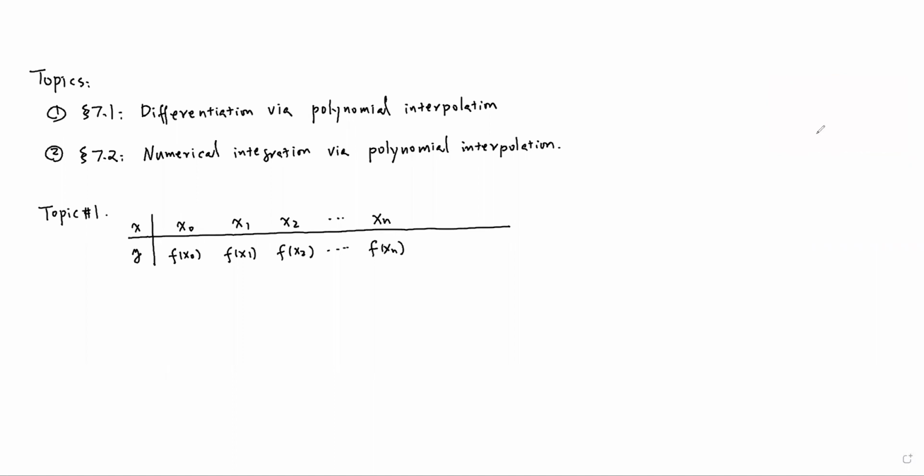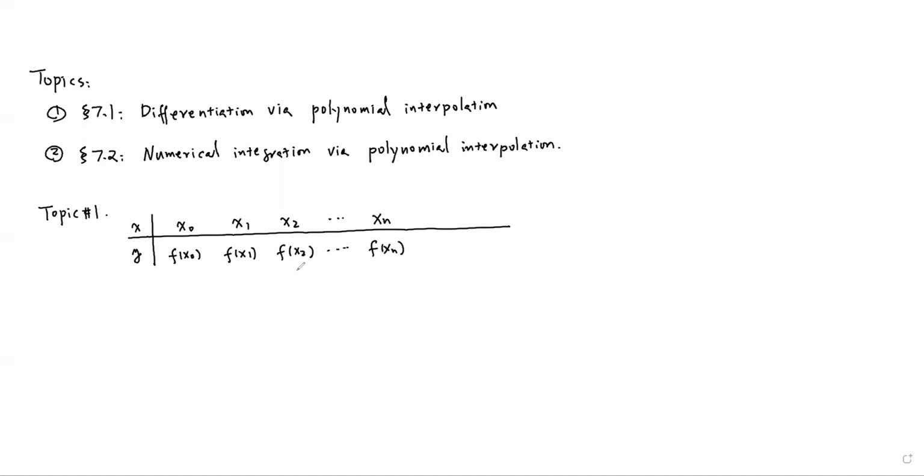In the last two classes, we derived formulas for derivatives using Taylor expansions. Actually, we can also obtain formulas from polynomial interpolation. Today, I will show you one example of how to obtain numerical formulas for derivatives from polynomial interpolation. Here, suppose we are given a table of some function values of a function f.